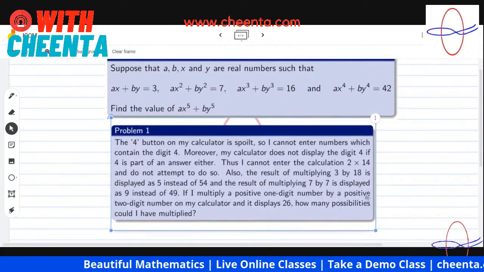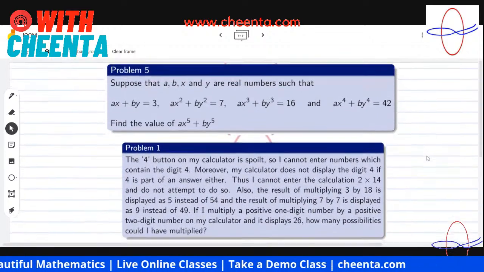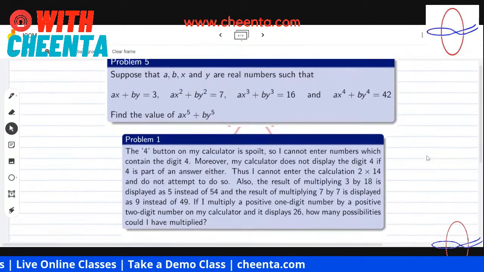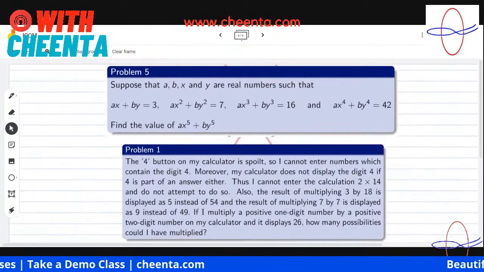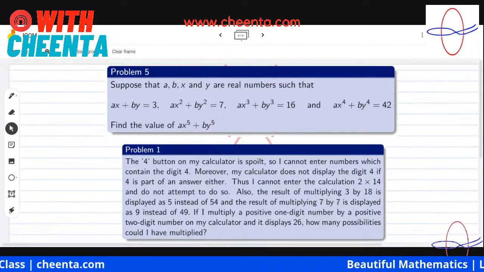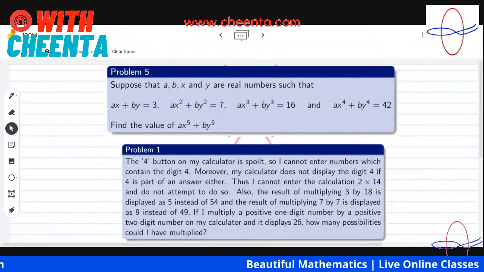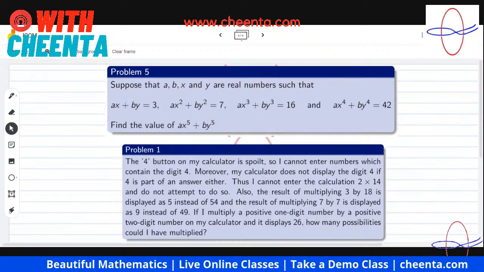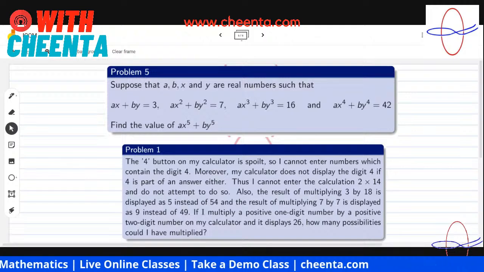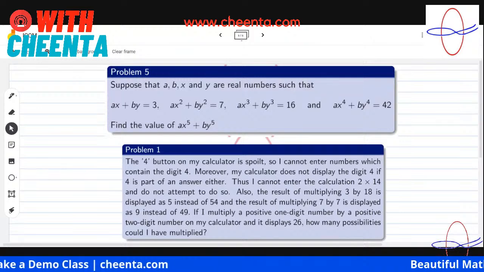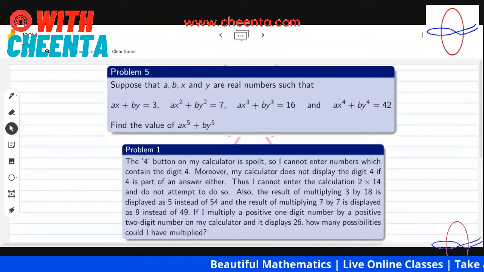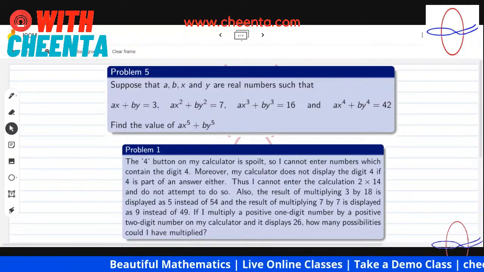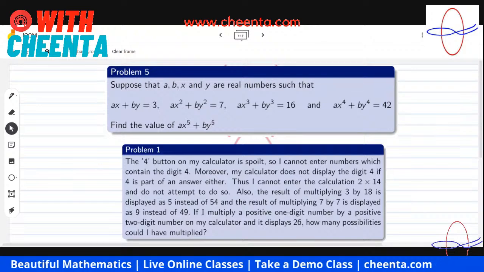This is problem 1. Problem 1 and problem 2 are like the given problem. In WhatsApp.